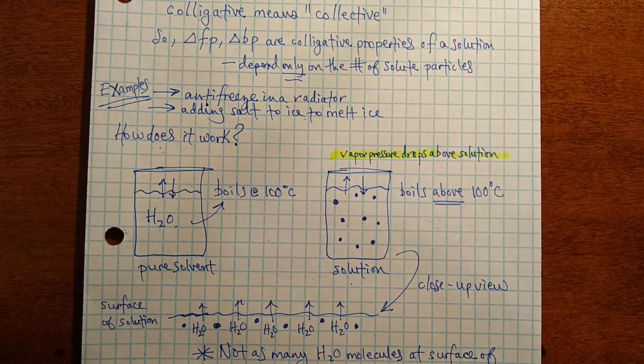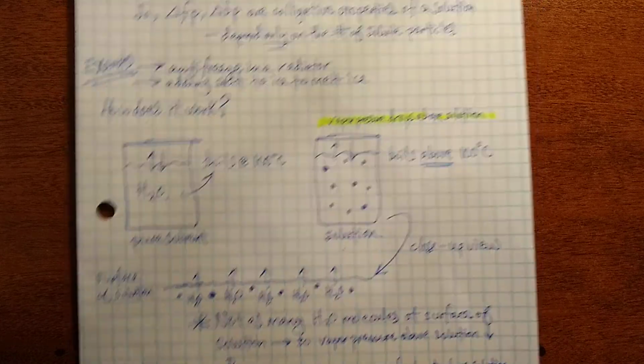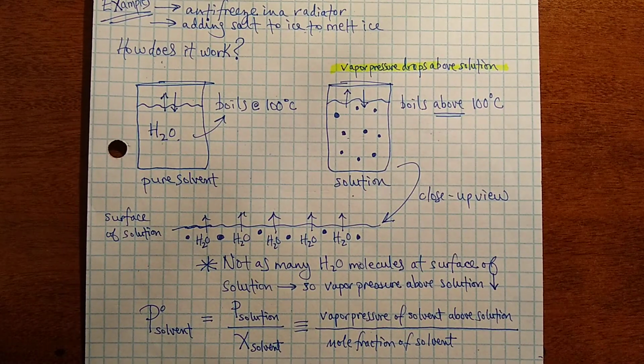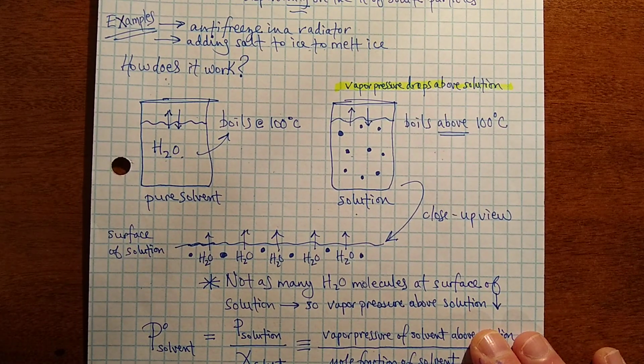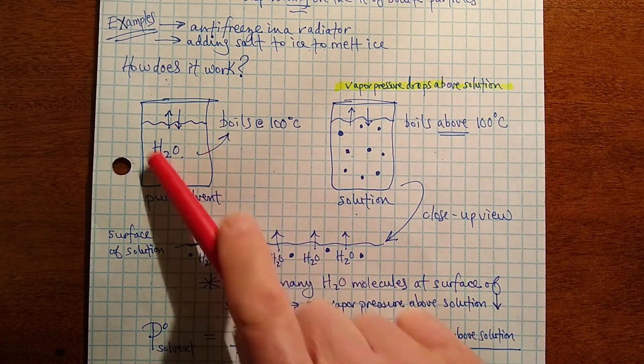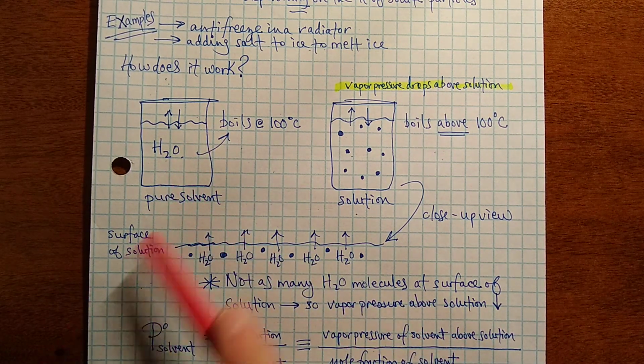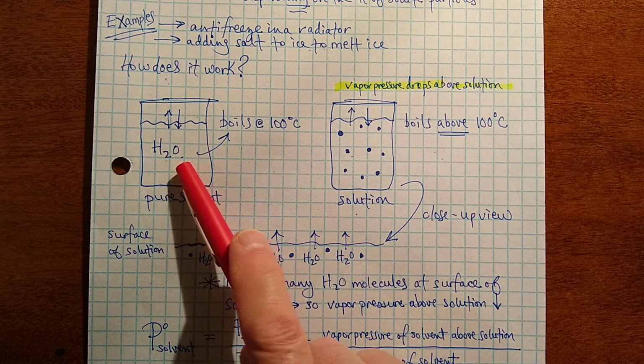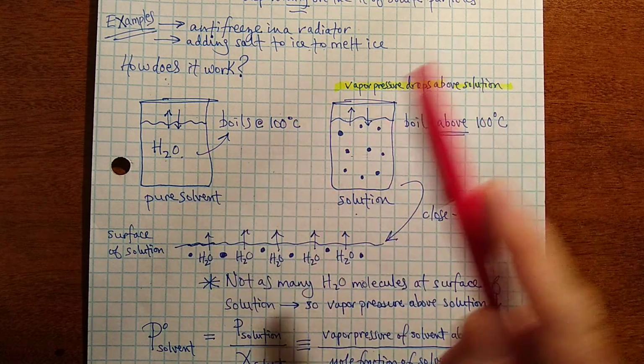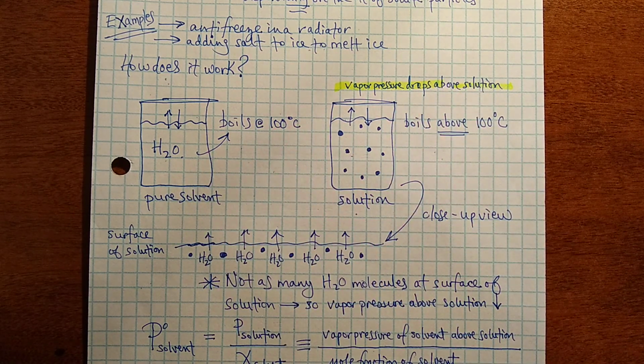We add salt to ice in the winter because we want to lower the freezing point of the water so that it doesn't freeze. It freezes at a very low temperature. So here's how it works. It all has to do with the vapor pressure of the solution. Imagine you have a beaker filled with pure water. We'll call that pure solvent. And we know it boils essentially at 100 degrees Celsius.